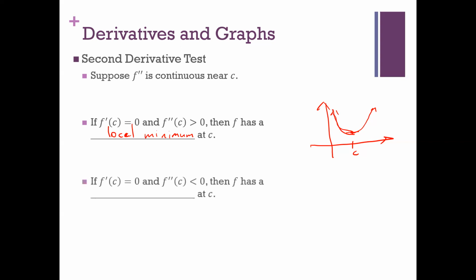What if I have a critical point, but the second derivative is negative at that point? That's a local maximum, right? So using the same type of logic, the slope at point C is 0, but the slopes are decreasing as I move from left to right. So they must have gone from positive to 0 to negative, which is going to form a local maximum.